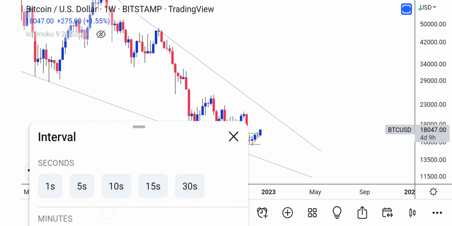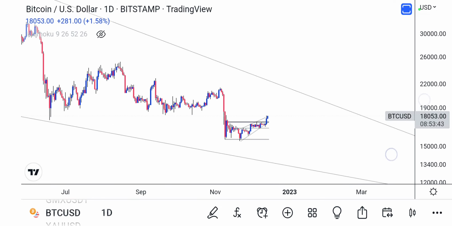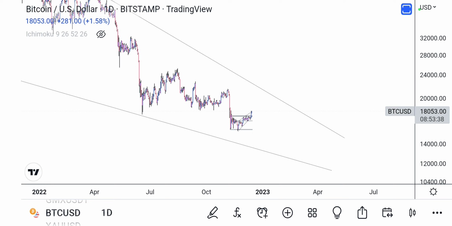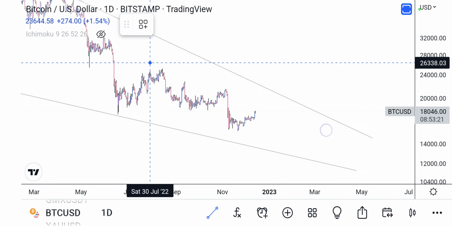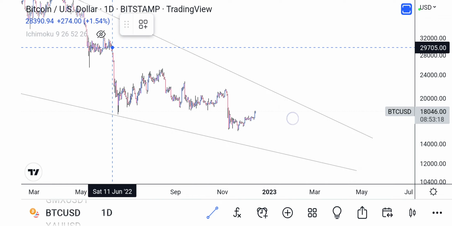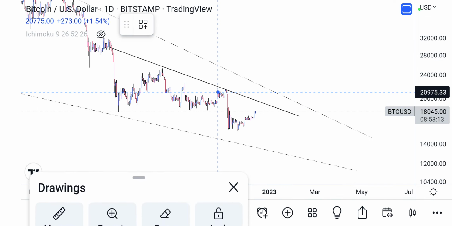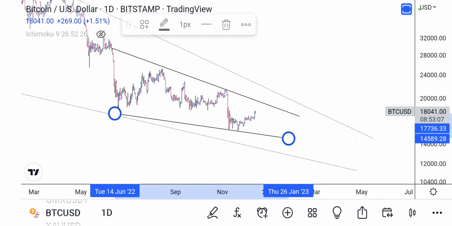So we'll go down to daily time frame here. We'll see another falling wedge. Yeah, if I'm correct, yes, another falling wedge. Let me remove all this. We'll see yet another falling wedge here. So let's get the support and the resistance level. Let me see if it is a falling wedge or okay, yeah, a falling wedge.